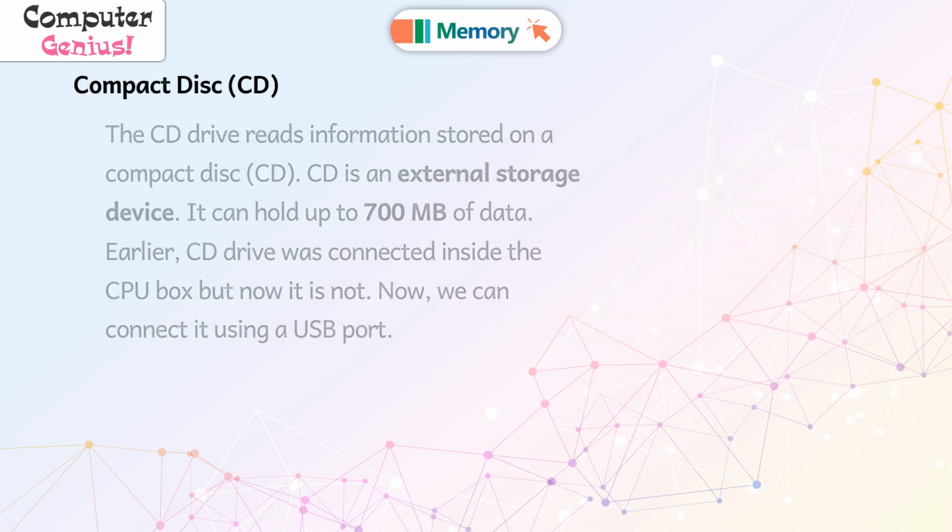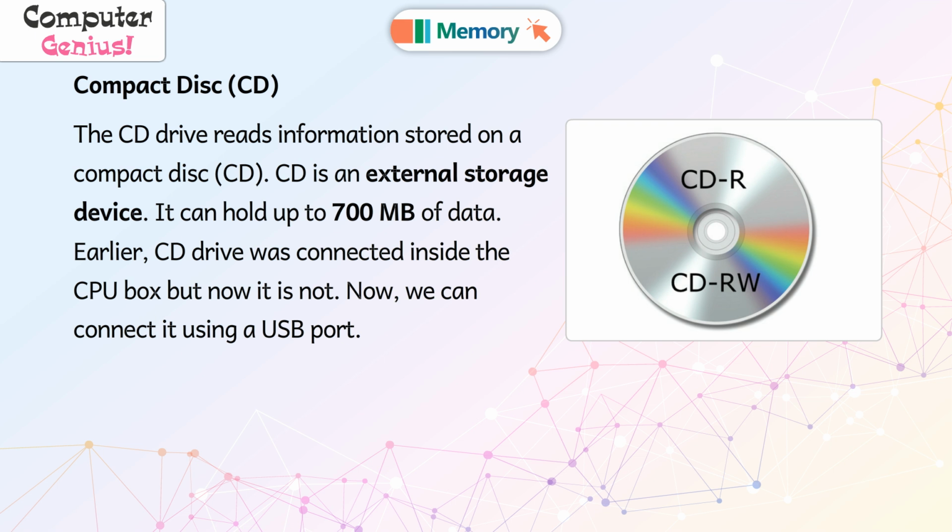Compact disk, CD. The CD drive reads information stored on a compact disk or CD. CD is an external storage device. It can hold up to 700 MB of data. Earlier, the CD drive was connected inside the CPU box, but now it is not. Now we can connect it using a USB port.